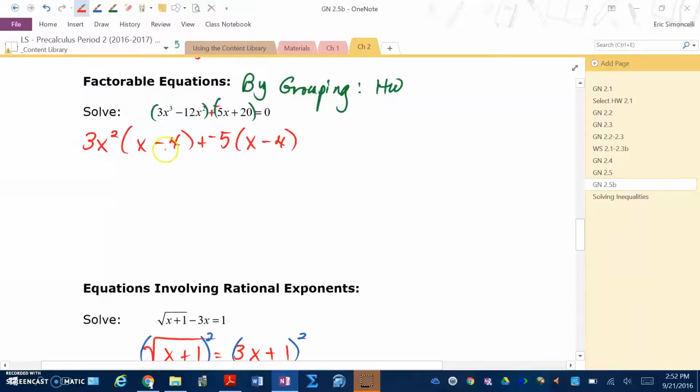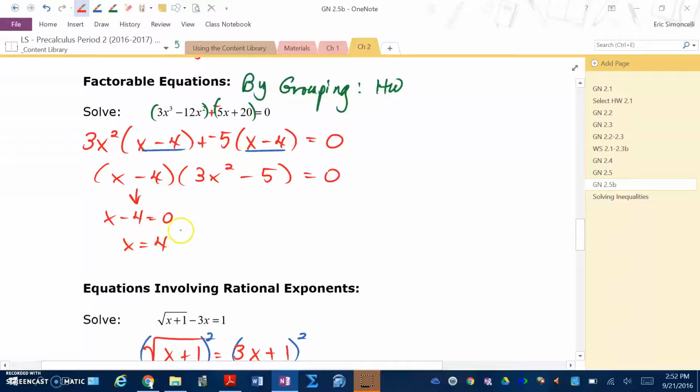Now you do want these two binomials to be identical when you go through this process, and they are, which is fantastic. So what we do then is we take the x minus 4 GCF that's common between the two terms we see, factor out that, and we're left then with 3x squared minus 5. And then from here, because we're asked to solve, don't forget we want to set this equal to 0, which leads to x equals 4.